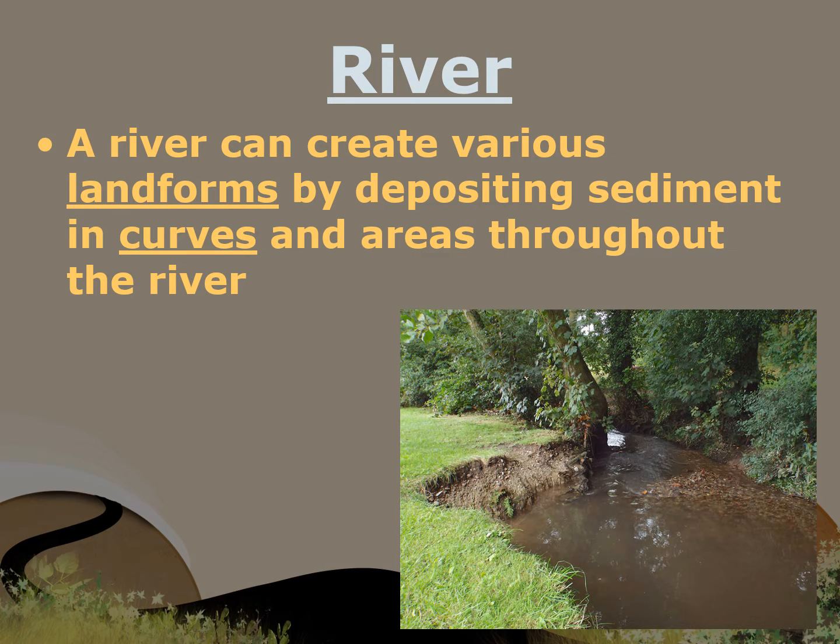Consider a river. It's always flowing, which means it's always moving sediment. Sometimes when it comes to a curve, it may drop some of that sediment. So a river actually can create various little landforms by depositing the sediment in those curves throughout the river.